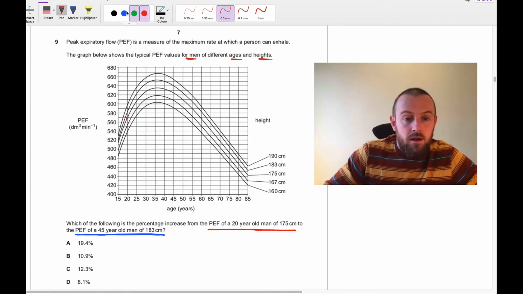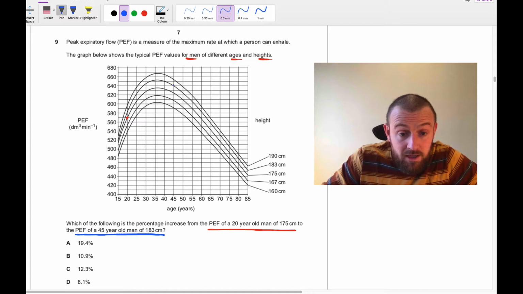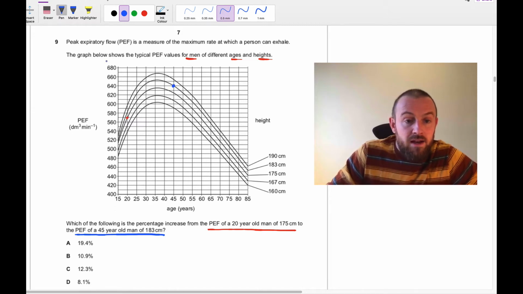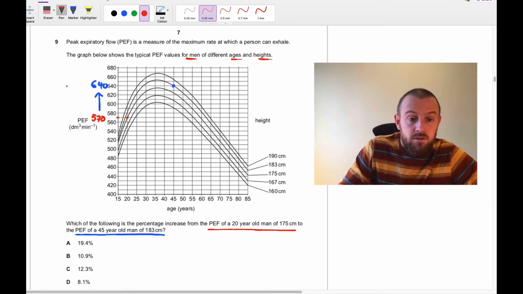And then the other one is a 45-year-old man of 183. So 183 is the second to top line, and 45-year-old man is there. So we want the percentage increase from blue to red. So what are the numbers? This red line is 570. And this blue up here is 640. So what is the increase from there to there?